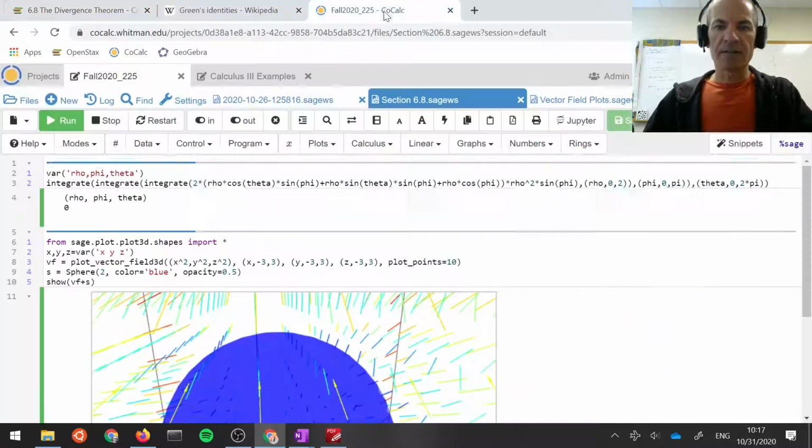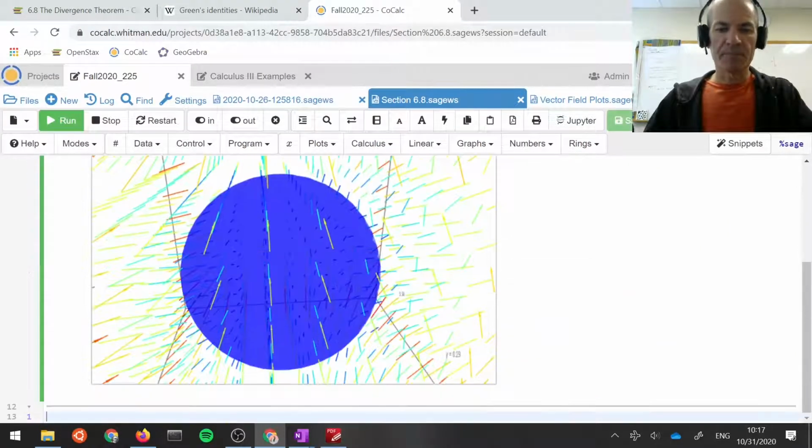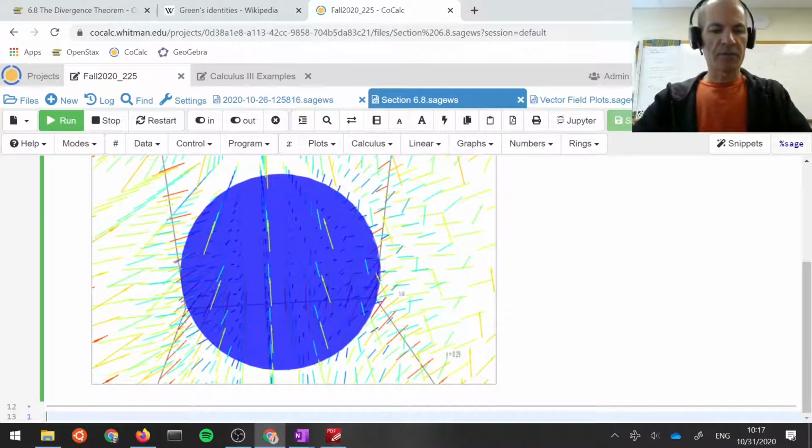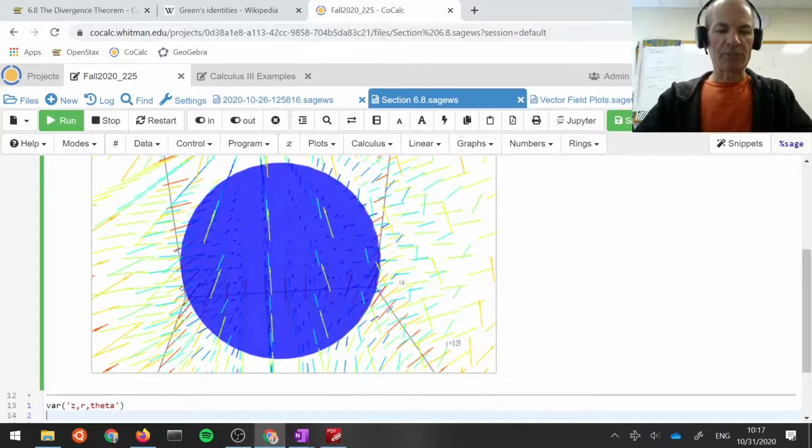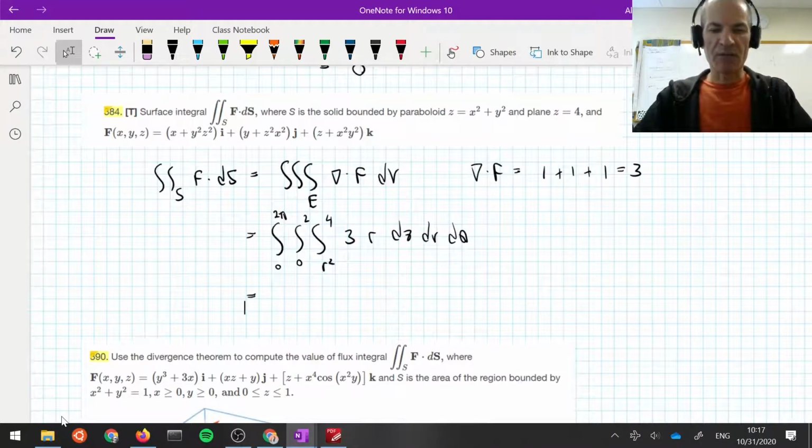And let's see, here we go. So now we're working with cylindrical coordinates. So let's declare the cylindrical coordinates, z, r, and theta. I always just get in the habit of declaring the variables each time I start a new exercise, even if I've already declared them in the worksheet.